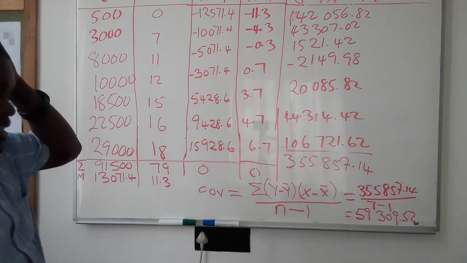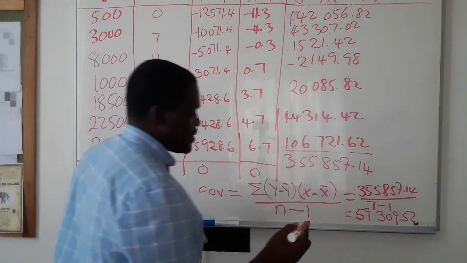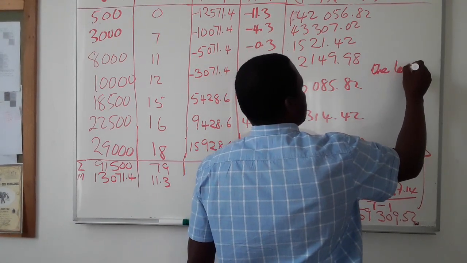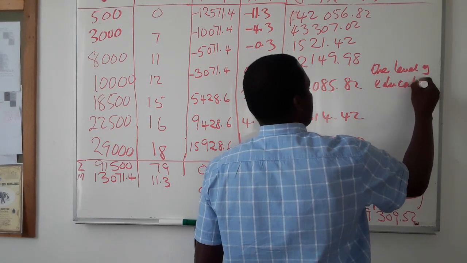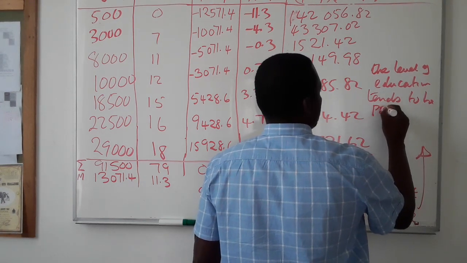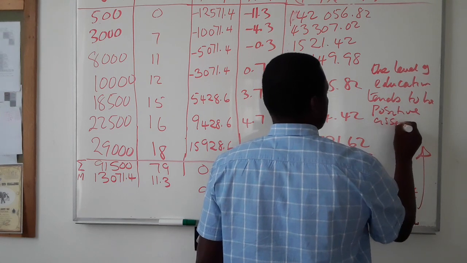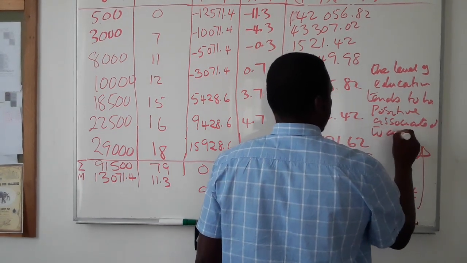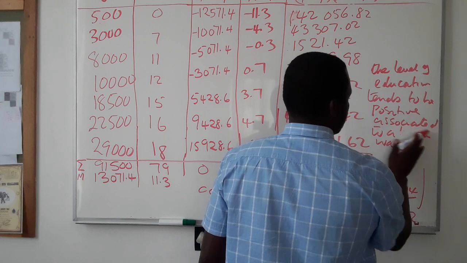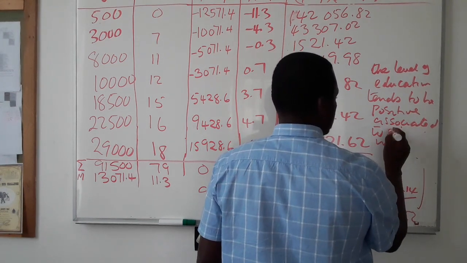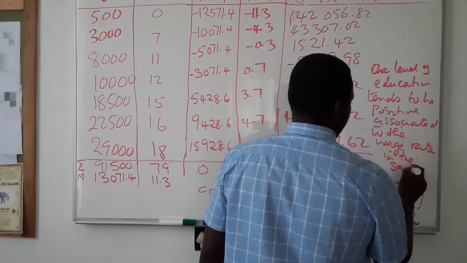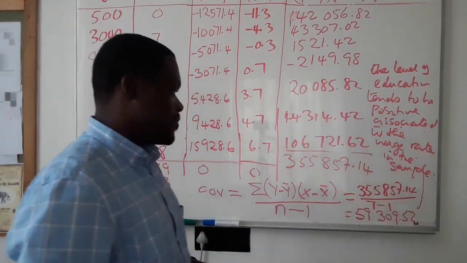Now, there are several things that we can discuss about the covariance. Because you find it positive here, it actually means that the level of education tends to be positively associated with a high wage, to be positively associated with the wage rate in the sample. That's what it essentially means. But there are several properties.